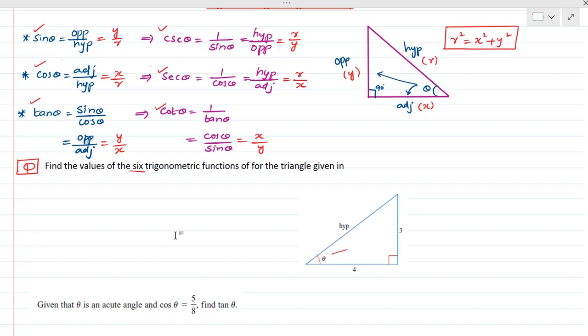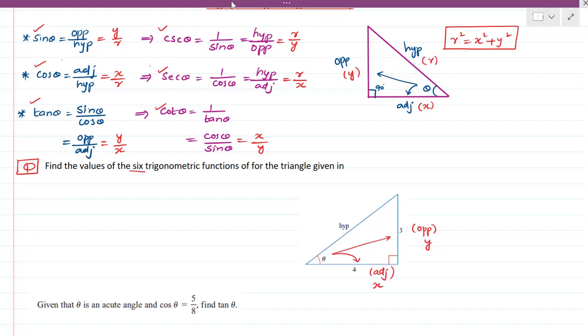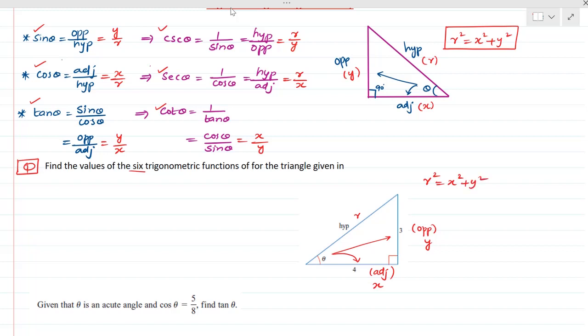Now here this is the opposite side. We call this one the opposite, that is y, and this side is called the adjacent side, which is x. So how will you calculate r? By using the rule: r squared is equal to x squared plus y squared. It is 4 squared plus 3 squared. So r squared equals 16 plus 9. r squared is equal to 25. r is equal to 5. So this is the r value.